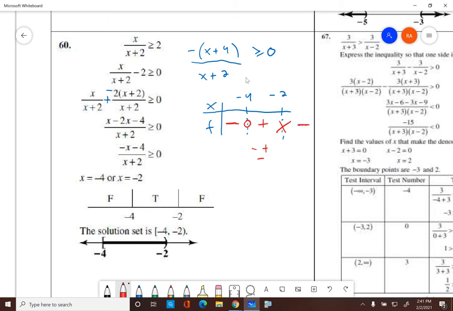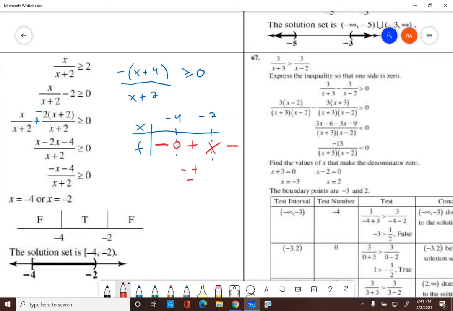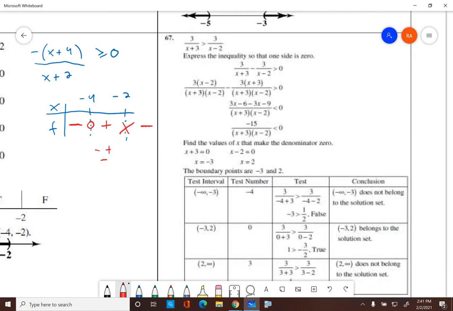So looking at this little chart here, I noticed that this rational expression is positive in between negative 4 and negative 2. And I'm going to include that negative 4. So it's going to be bracket negative 4, comma, negative 2, parentheses. And I am done.